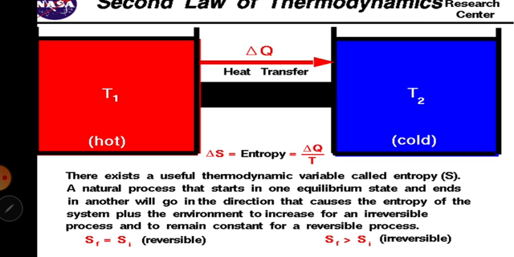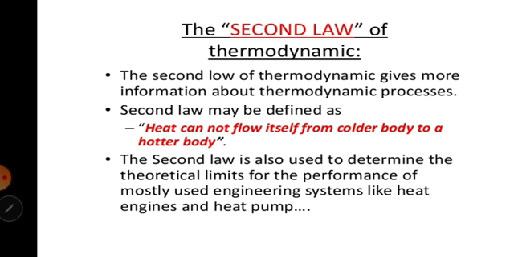There exists a useful thermodynamic variable called entropy. A natural process that starts in one equilibrium state and ends in another will go in the direction that causes the entropy of the system plus the environment to increase for an irreversible process. It means that if the processes are irreversible, it will cause an increase in the entropy of the system. Now, the second law of thermodynamics gives more information about thermodynamic processes.